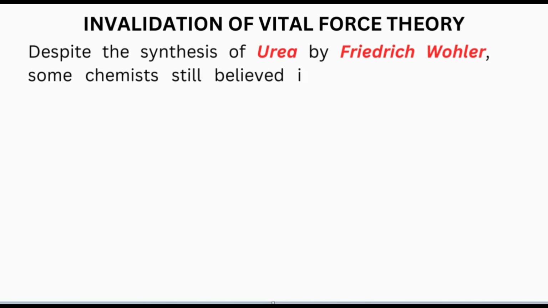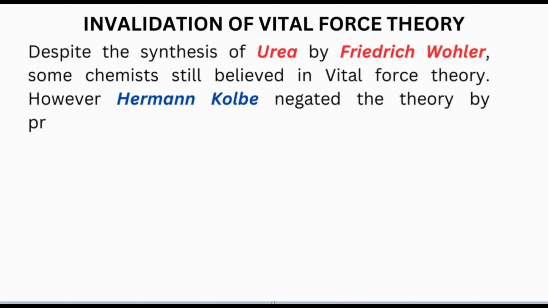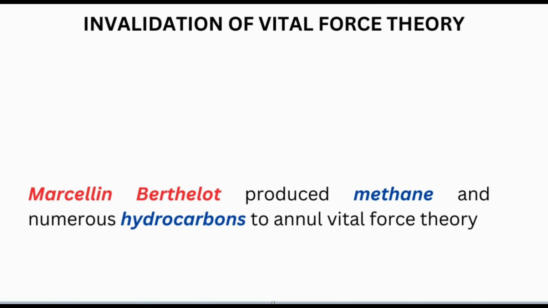In 1845, another devastating blow hit vital force theory. Acetic acid, an organic compound, which according to vital force theory can only be synthesized in living things, was manufactured by Hermann Kolbe in the laboratory. The straw that broke the camel's back was when Berthelot manufactured another organic compound, methane, in the laboratory.